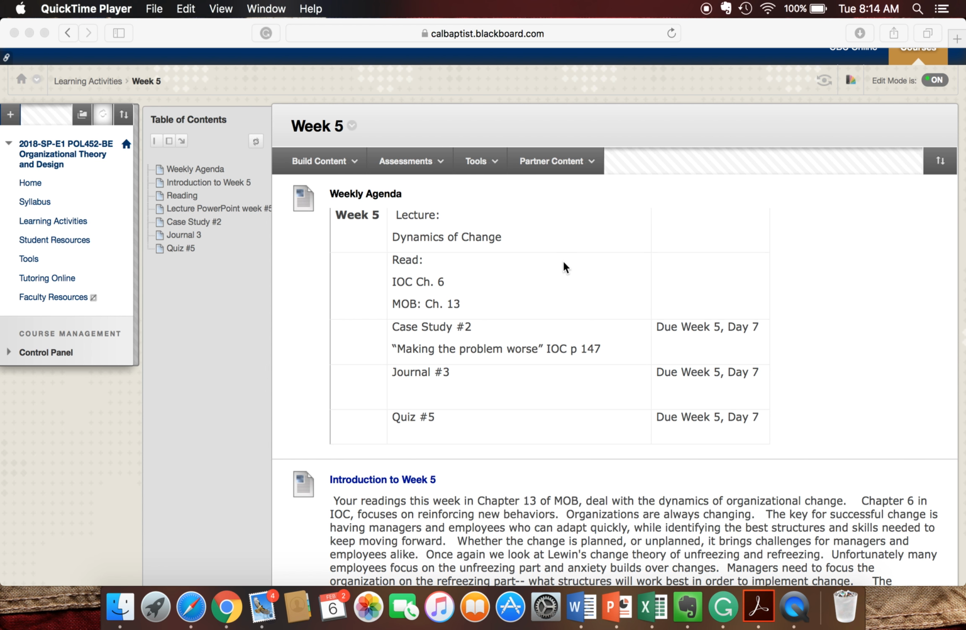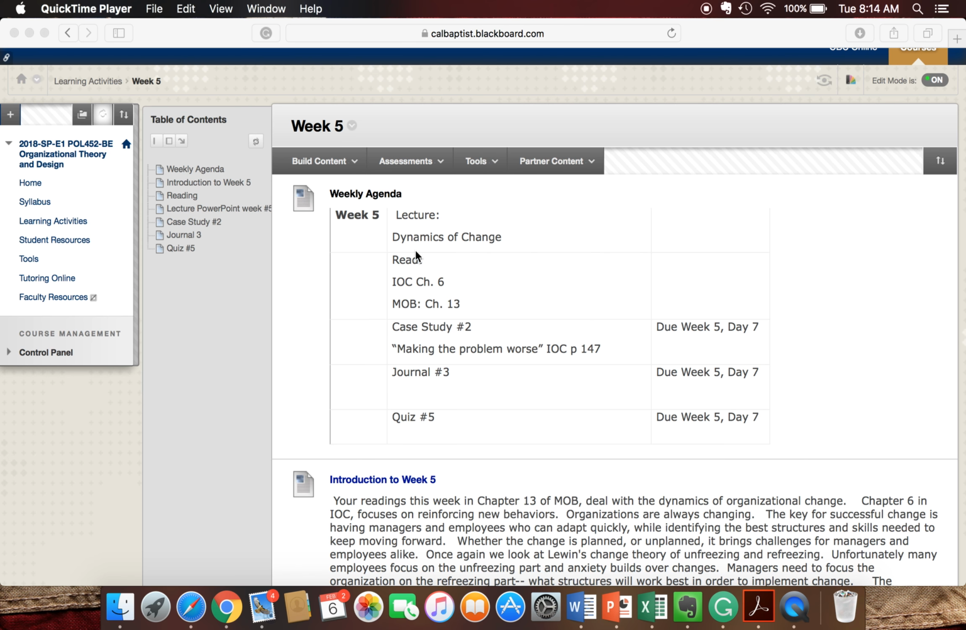So this week, when we look at our weekly agenda, we're talking about the dynamics of change. So we built up to this point. We talked about the principles of change and the behaviors behind change. We looked at some of the ethics of change. Now we're going to look at the dynamics of change this week.